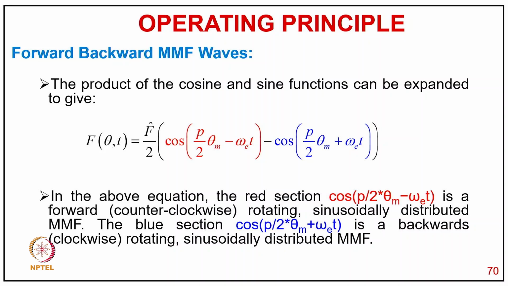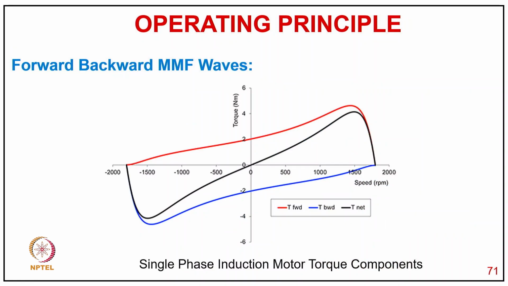In the above equation, the red section, cos(p/2 θm − ωt), is a forward counterclockwise rotating field, a sinusoidally distributed MMF, and the blue section, cos(p/2 θm + ωt), is a backward rotating field, also a sinusoidally distributed MMF. So you can see the torque characteristic corresponding to that.